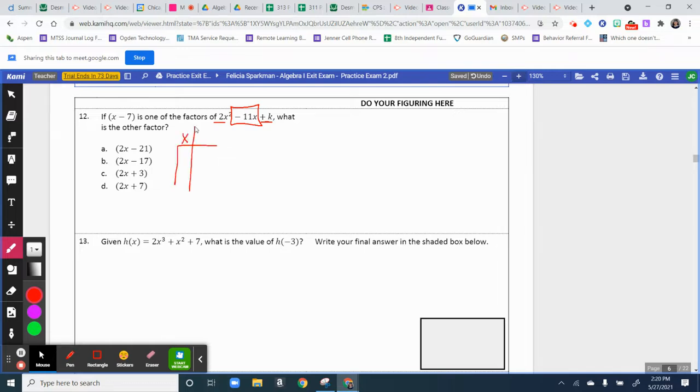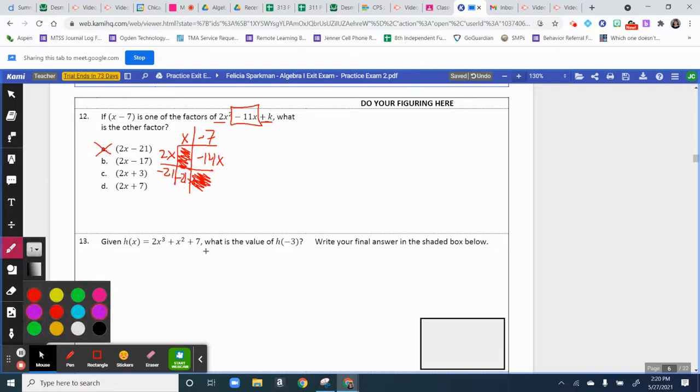So if I have x and negative 7, then I'm going to have 2x and negative 21. Again, I'm just multiplying. I don't even care about this first box because that's where the 2x squared goes, and I don't care about this one because that's where the c term goes. So you can just do the other two. So then I have negative 14x here and negative 21x. Well, that's not going to get me a negative 11. All right, let's try a different one.